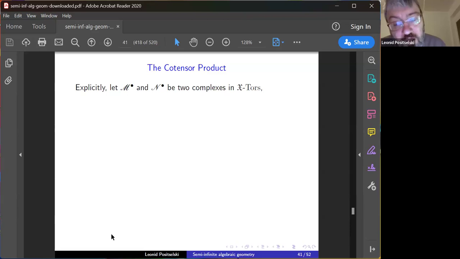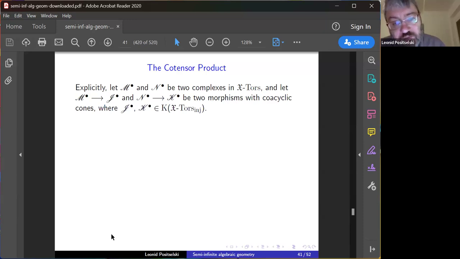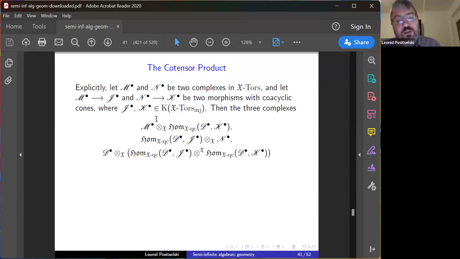Explicitly, let M and N be two complexes in X-tors, and let M to J and N to K be two morphisms with coacyclic cones, where J and K are complexes of injective quasi-coherent torsion sheaves. Then there are three complexes, and this is a formula similar to the previous one. One can take M, a complex of quasi-coherent torsion sheaves, and tensor it with the complex of flat pro-quasi-coherent pro-sheaves obtained by applying Hom from D to K. One can take Hom from D to J and tensor it with N, and one can take both Hom from D to J and from D to K, take the tensor product as complexes of flat pro-quasi-coherent pro-sheaves, and consider the related complex of injective quasi-coherent torsion sheaves. These are naturally isomorphic as objects in the coderived category.